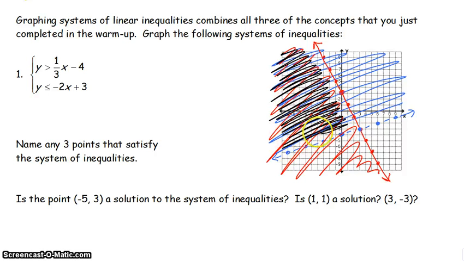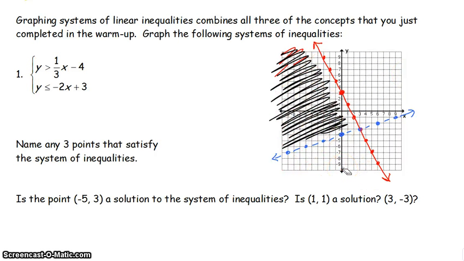So this would be the area that would be considered the solution set, because it covers the blue line and it covers the red line. So I would shade my solution set everything over there. So if I could erase that and erase that, that would be my answer. That would be my solution.